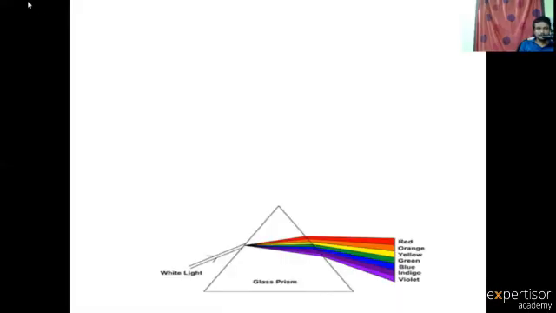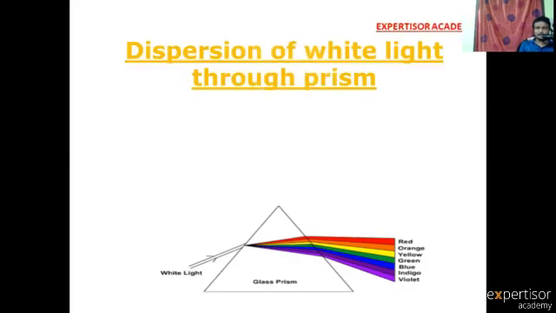In this video, we'll discuss the dispersion of white light through a prism and the dispersive power of the prism. Before entering into the dispersion of white light through a prism, first we should know what dispersion is.